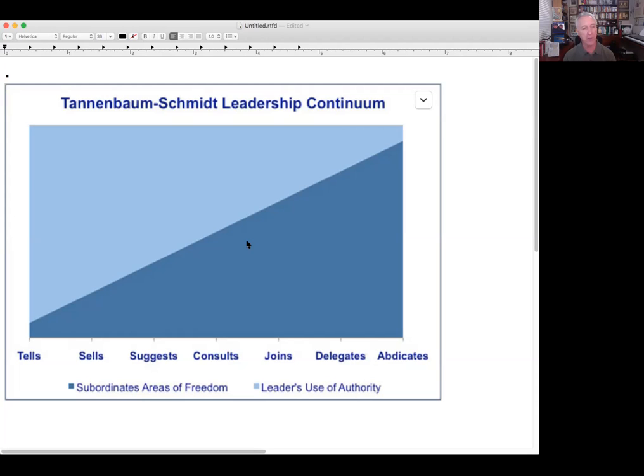And you'll notice along the bottom, the leader tells at that point, then sells, then suggests, consults, joins or participates, delegates, and then there's a total abdication of leadership authority. So there's various ways of looking at leadership from that perspective. And let me show you another one.